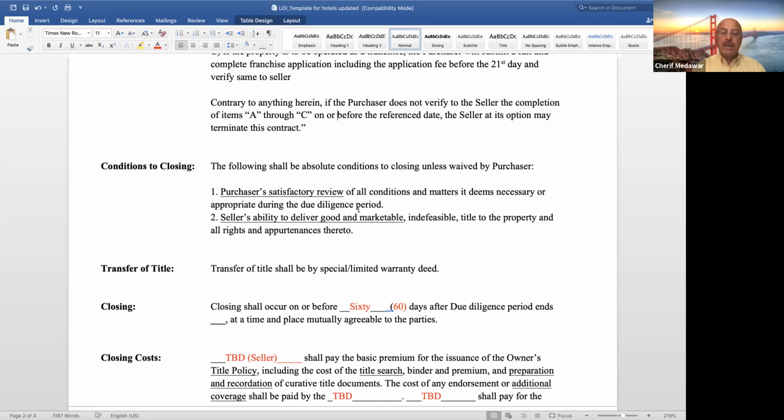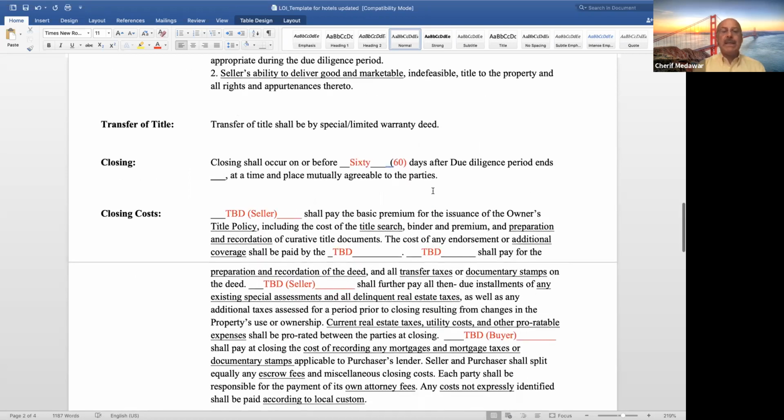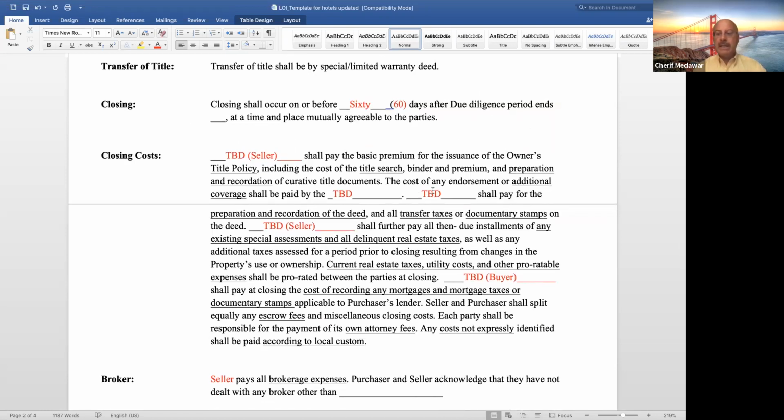Seller's ability to deliver good and marketable and insurable title to the property and all rights and appurtenances thereto. So we want to make sure that there are no issues with the title, that they will be able to turn over a free and clear title to us. Transfer of title shall be by special limited warranty deed. We'll see based on locations, etc. The attorney will help you with that.